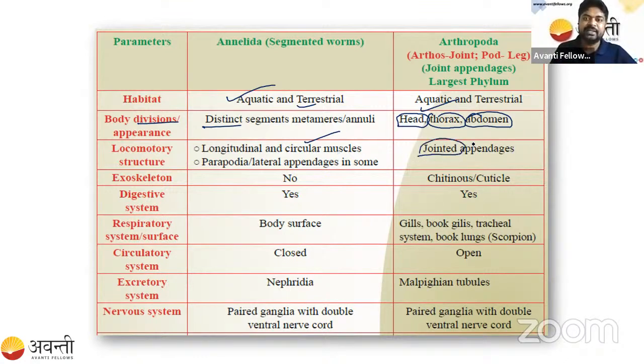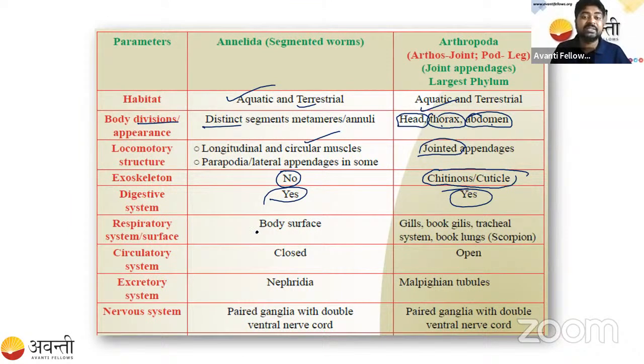Here you can see the joint appendages. That means here you can see the thorax and abdomen part, and to this thorax and abdomen part, these appendages get joined. Okay. Next one is the exoskeleton, not present in the annelids. Okay, and here exoskeleton is present, and the material is chitinous or cuticle. Okay, I think we already discussed it when we started the lesson. Next one, digestive system is present in the annelid. Digestive system is also present in the arthropod.